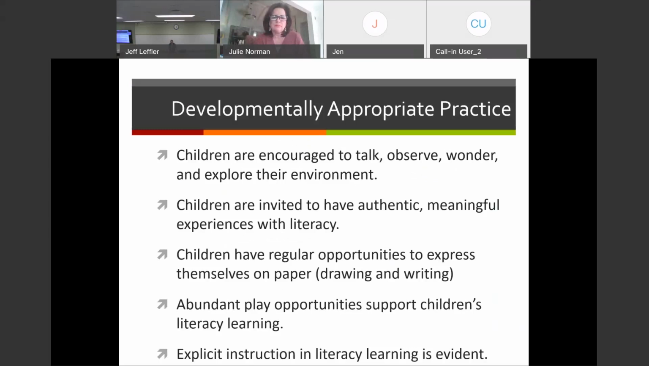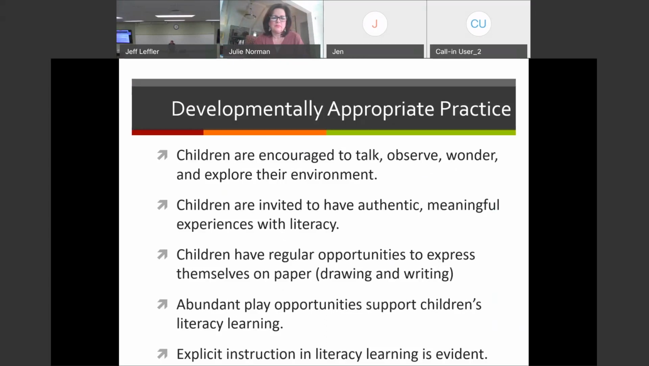So when we think about developmentally appropriate practice, what we want to be doing with our children, we want to encourage our children to do a lot of talking, a lot of observing, a lot of wondering about why things are the way they are. And we want to give them lots of opportunities to explore their environment.